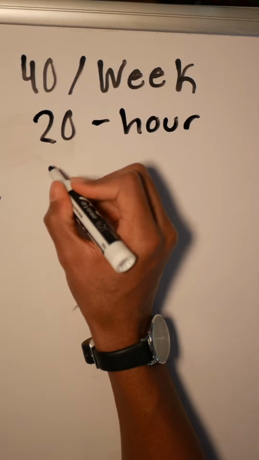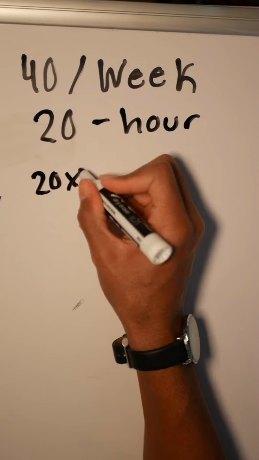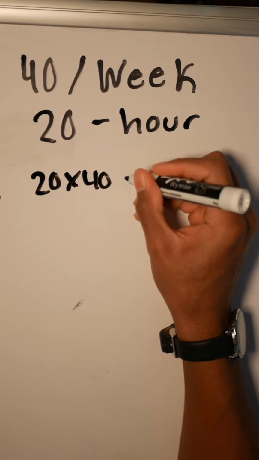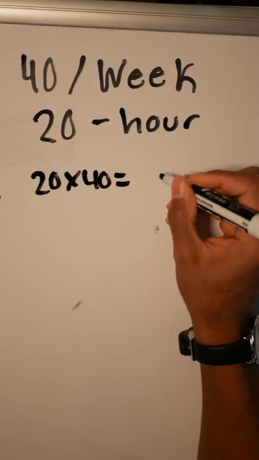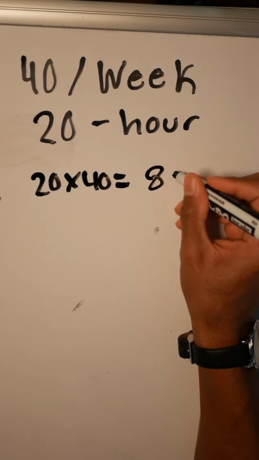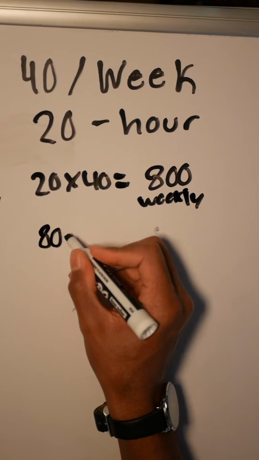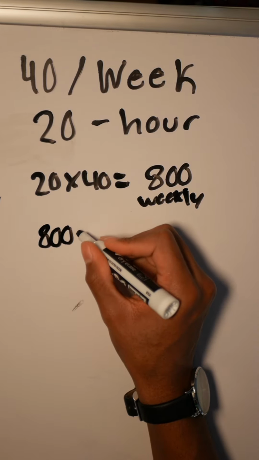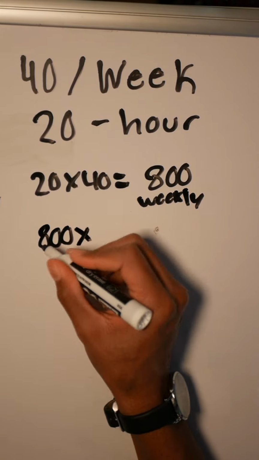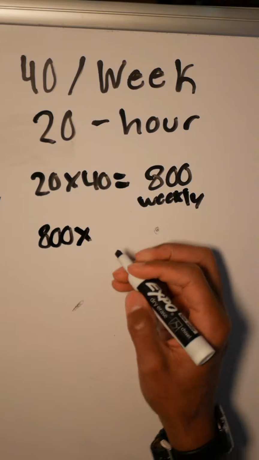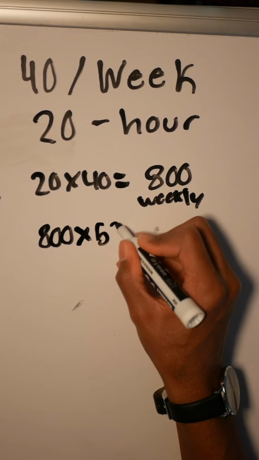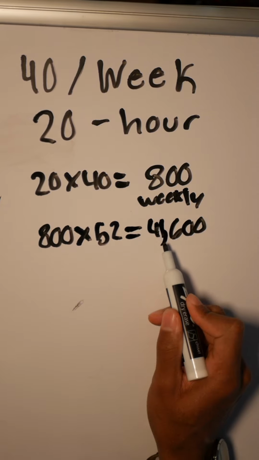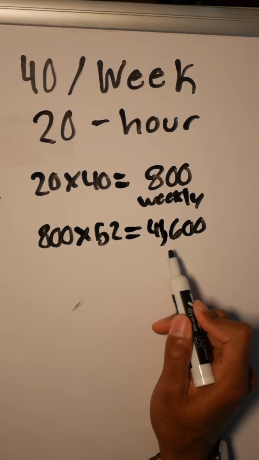So we're going to take these two numbers, 20 times 40. We're going to multiply them together to get your weekly check, which is $800. So now we're going to take your weekly check, which is $800, and use that number to find your actual annual salary. So we're going to multiply 800, your weekly check, times 52. 52 represents the number of weeks in a year, and we got your annual salary, which is $41,600.